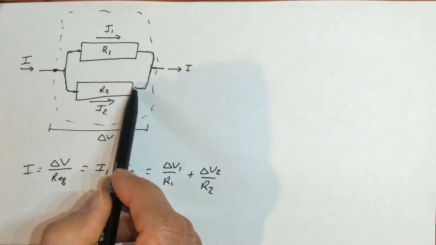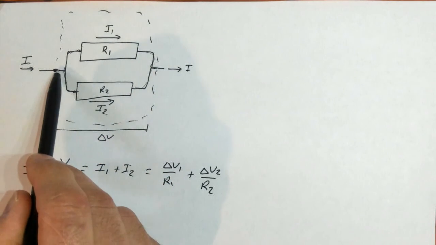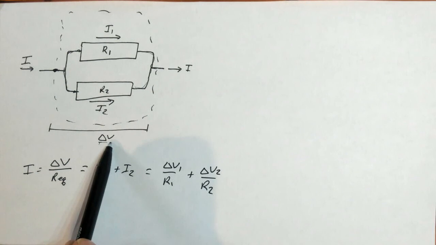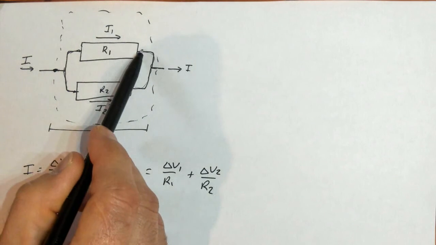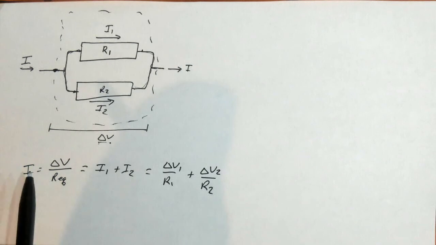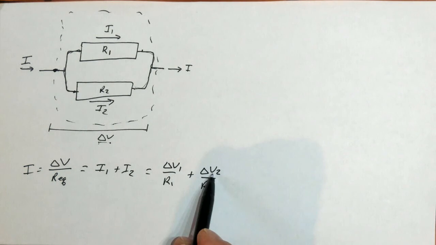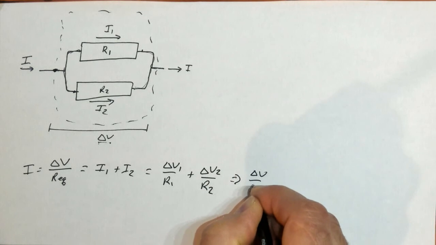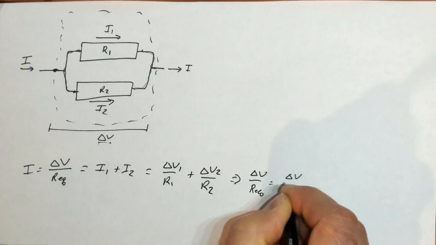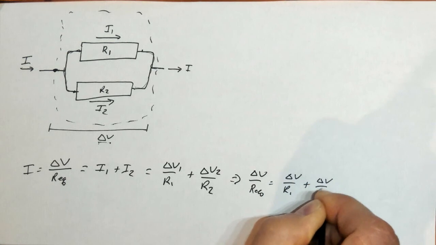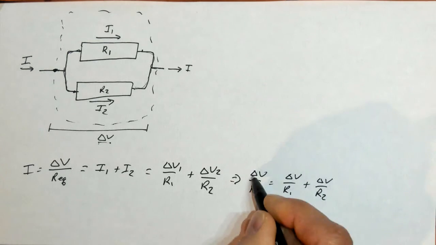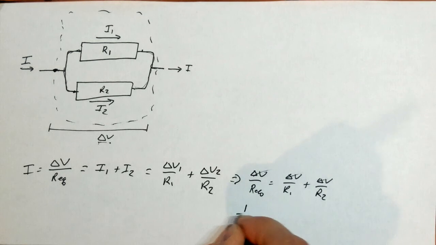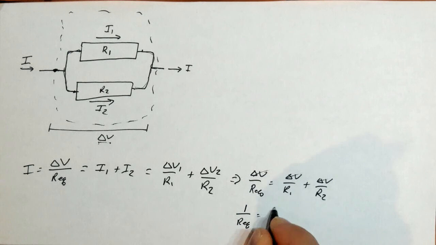Same thing can be said around these 3 points, which means that the potential difference across the whole thing, this delta V, is equal to the potential difference across R1, which is equal to the potential difference across R2. So we don't have a delta V1 and a delta V2, we just have delta V. This is delta V over R equivalent equals delta V over R1 plus delta V over R2. Since those are all the same, cancel that out, and we end up with a rule of reciprocals. Basically, 1 over R equivalent equals 1 over R1 plus 1 over R2.